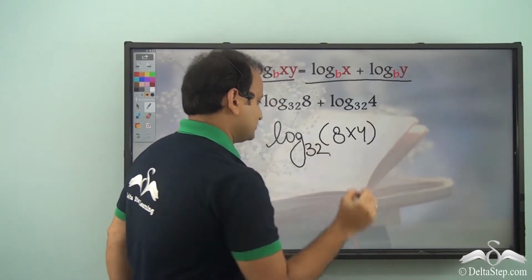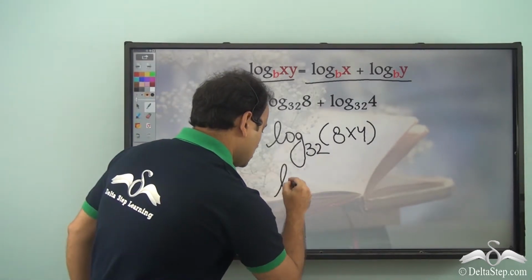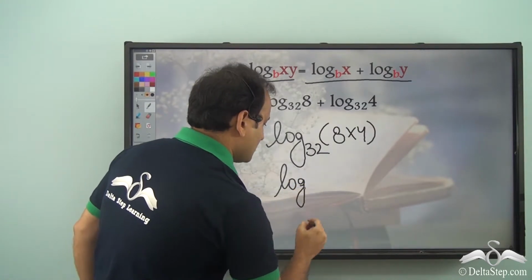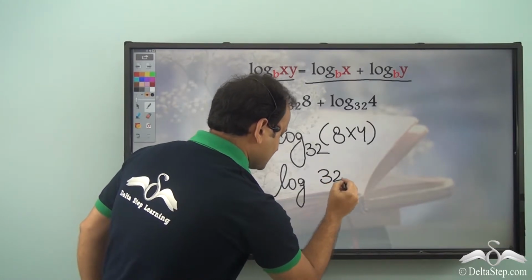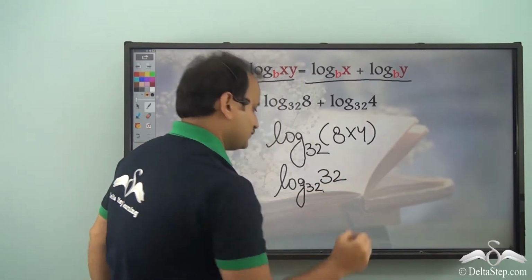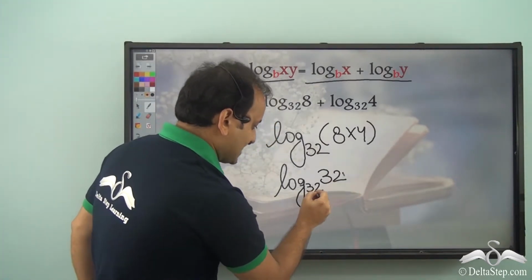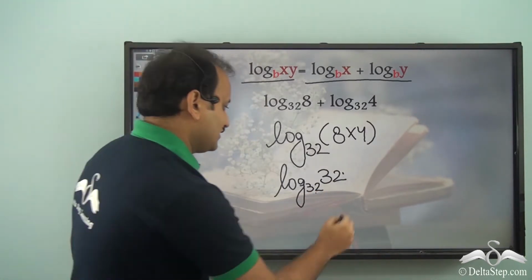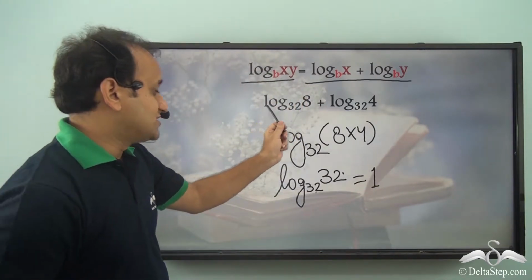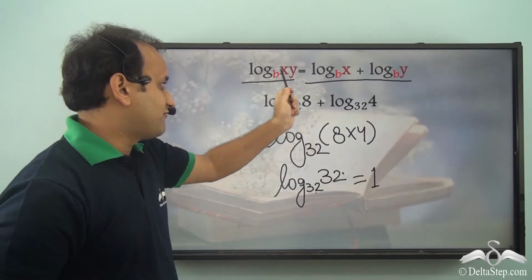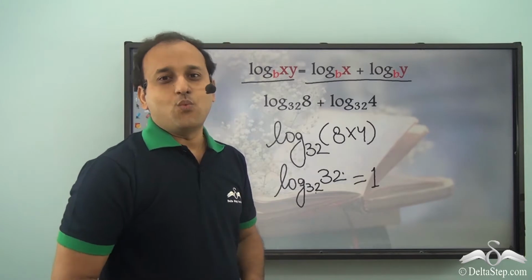to the base 32. So now we can write it again as log of 8 into 4 is 32, right? So 32 to the base 32. So now again we have the argument and the base as same. So its answer will be 1. So see how this complex problem was solved with the help of logarithm law, that is the product law, and we found the answer as 1.